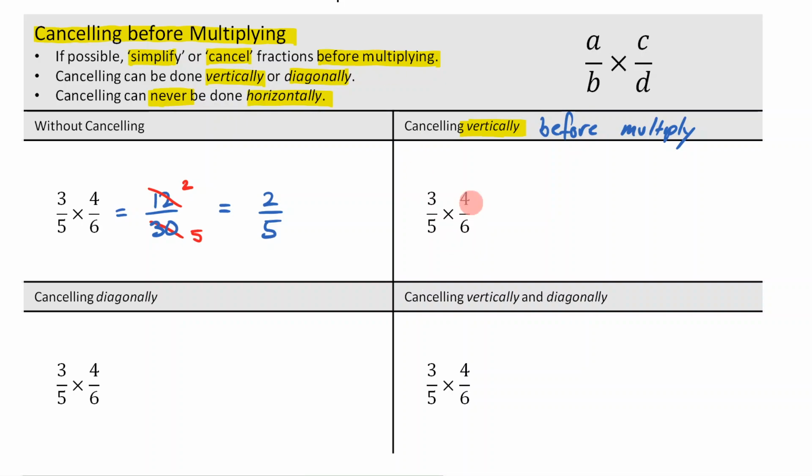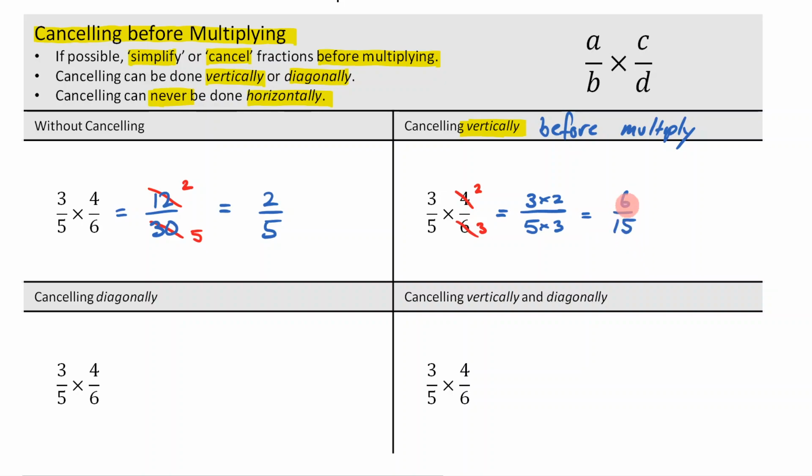So 4 and 6 are both divisible by 2. 4 divided by 2 is 2. 6 divided by 2 is 3. And now that I've done that, what I can now do is I can say, hey, what's 3 times 2? So as you can see, I'm going 3 times 2, and I'm going 5 times 3. And that's going to give me 6 on 15.